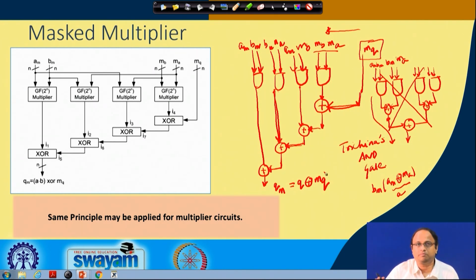So we cannot actually balance the circuit in this way, and therefore finally I have got a circuit which is unbalanced, but at the same time is essentially secured against first order leakage if there is no glitch in the circuit.